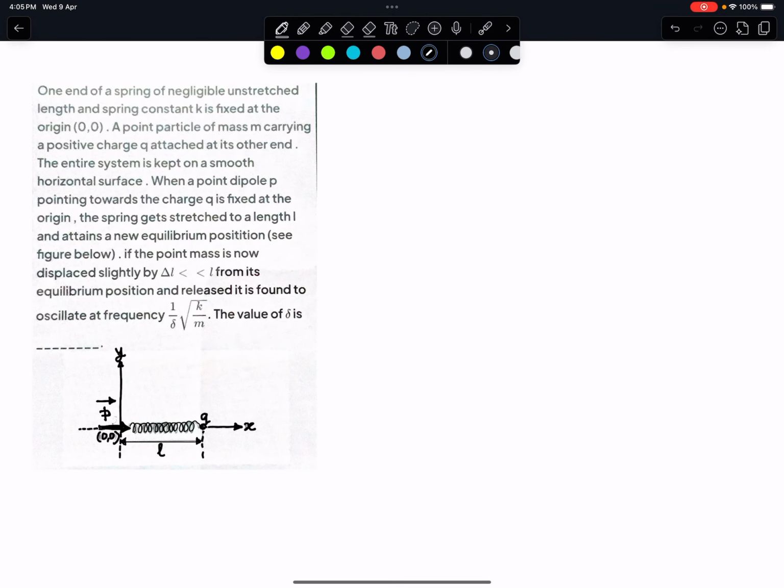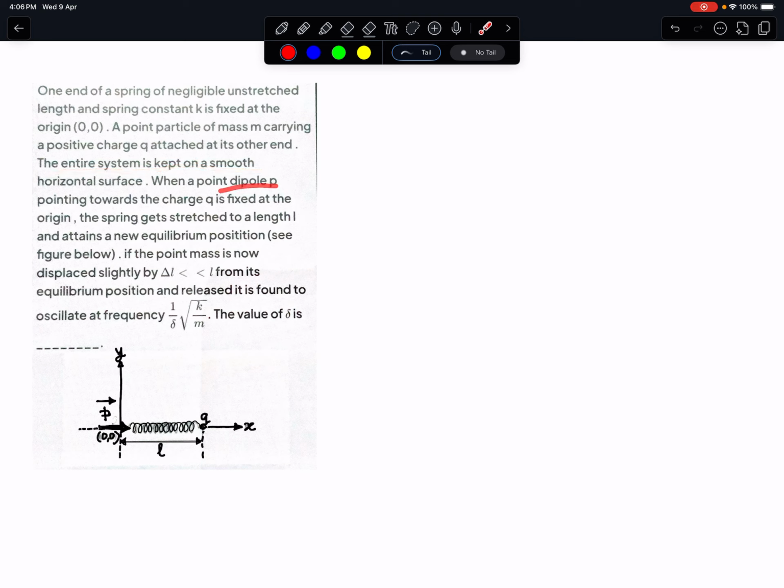Now, this is a problem from JEE Advanced 2020. It's on oscillation and electrostatics combined. It's given that one end of a spring of negligible unstretched length, that is the natural length of the spring is 0, and spring constant K is fixed at the origin (0, 0). A point particle of mass m carrying positive charge Q is attached at the other end. The entire system is kept on a smooth horizontal surface.